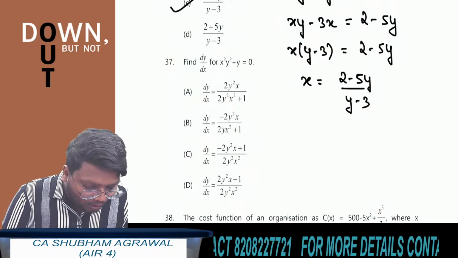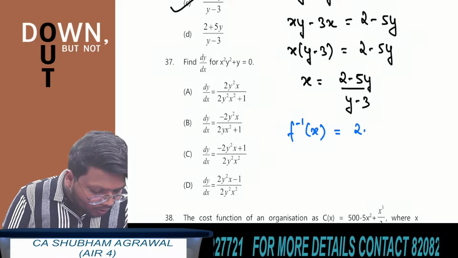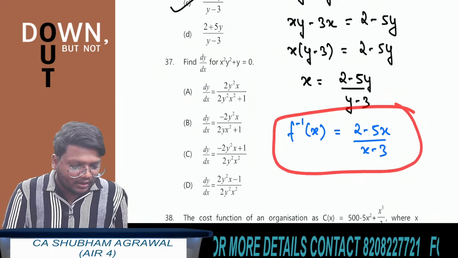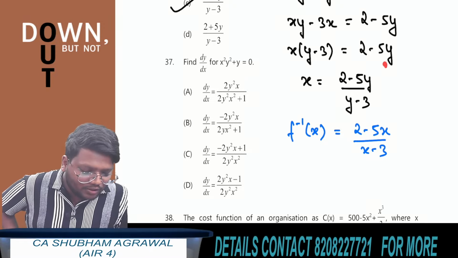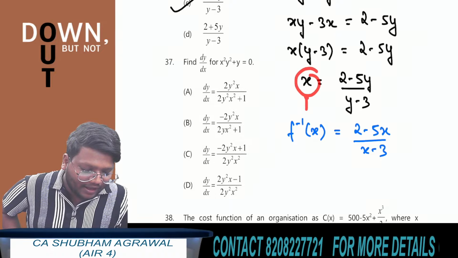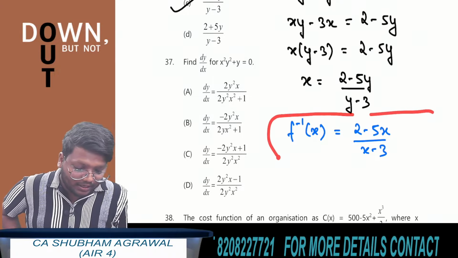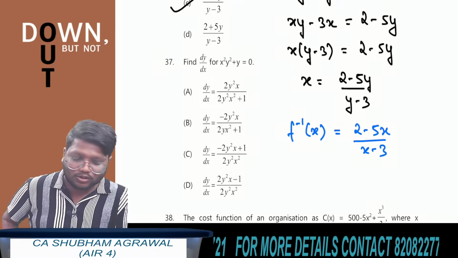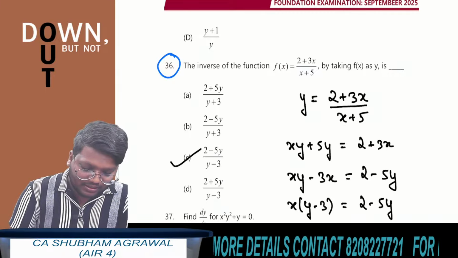Or it is possible that they will give you an option like this, that the inverse function is 2 minus 5x upon x minus 3. Once you get the value of x in terms of y, the next step is to write inverse function of x instead of x, and wherever y is there, write x instead of y. So don't get confused. Clear? In this question number 36, option C is the answer.